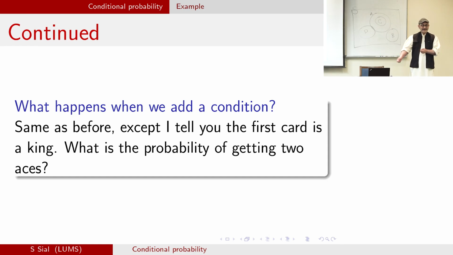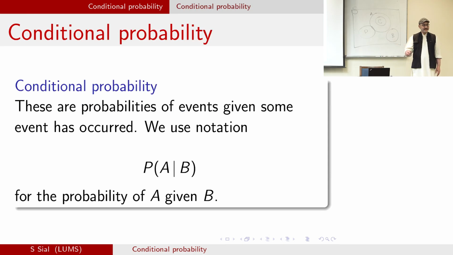I have a 52 card deck. I give you 2 cards face down on the table. I don't tell you what the cards are exactly, but I tell you that the first card is a king. Now, what's the probability that you've gotten 2 aces? Well, you've gotten 1 king, so at most you have 0 aces or 1 ace. So you can't get 2 aces. So the probability of getting 2 aces, given that you've gotten 1 king, is 0.